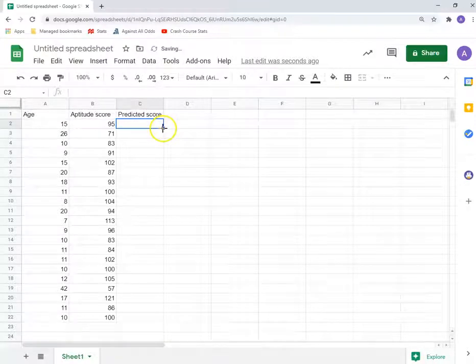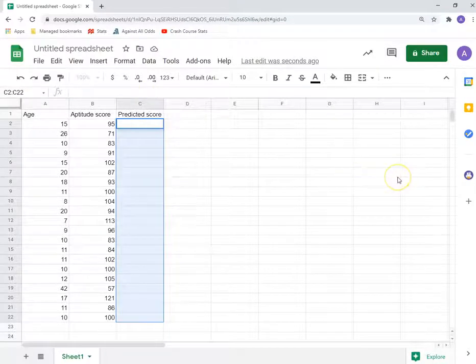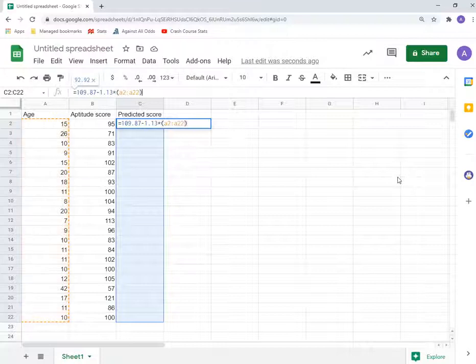And then remember, I'm going to try something. I don't know if it'll work. But you highlight the, well, no. So I'm just going to highlight all of them. And then you put equals, and then you use your least squares regression line, which was 109.87 minus 1.13. And last period, we learned that if you don't put the asterisk for multiply, Google Sheets will not like you. And then we're going to multiply by our x's, which are in A2 to A22.